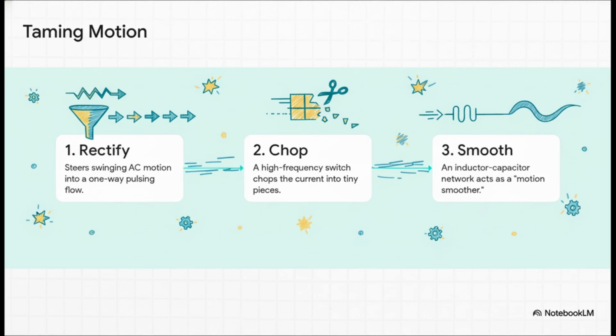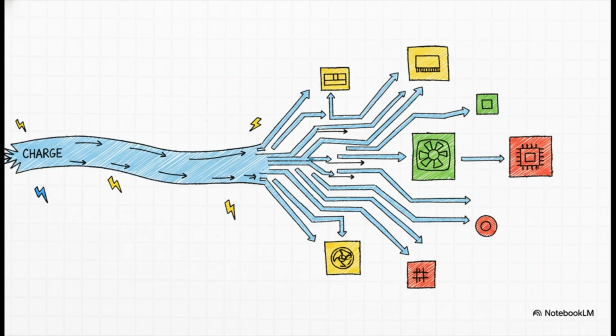So, how in the world do you tame something like that? Well, that's the job of the power supply. It's basically a motion taming machine. First, it rectifies the flow, which means it forces that wild swinging motion to go in only one direction. It's still pulsing, but it's a start. Then, it chops that flow into millions of tiny little pieces every second. And finally, it smooths it all out, creating the nice, steady, calm direct current that the computer actually needs to survive.